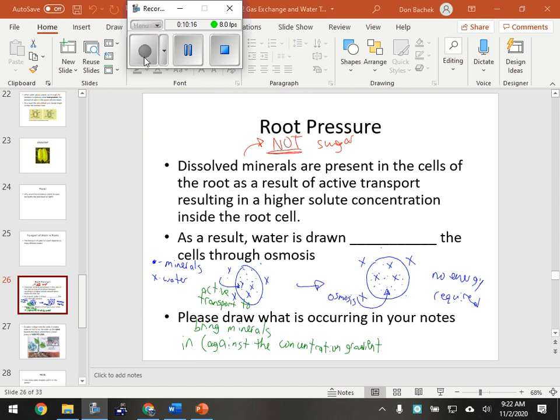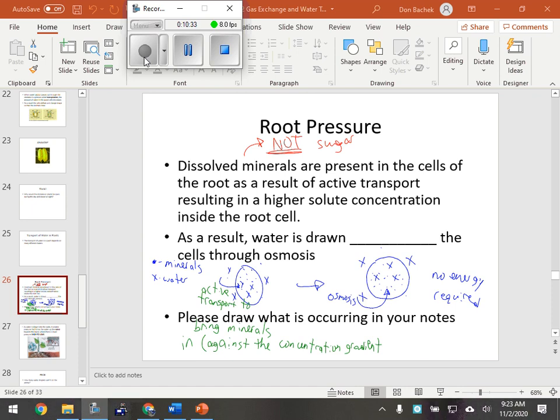Now, as far as the diagram goes, it really doesn't matter how you want to draw that, but I want you to understand that there's a lot of minerals inside the cell already, and we're trying to get more minerals in. So you can draw whatever you need for that.